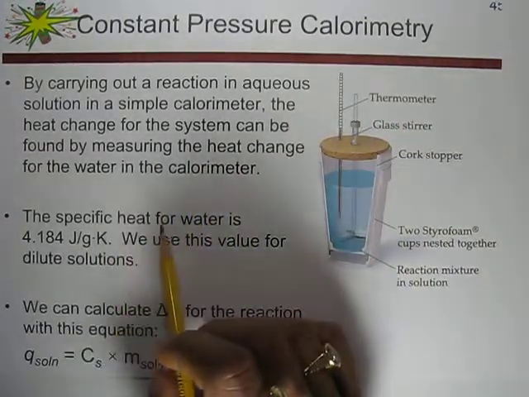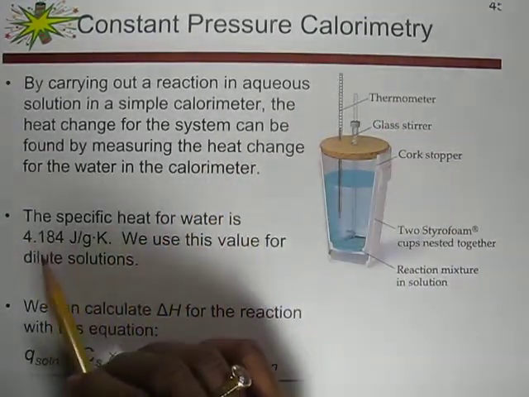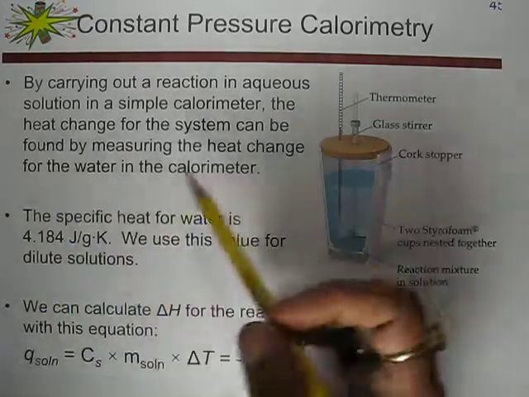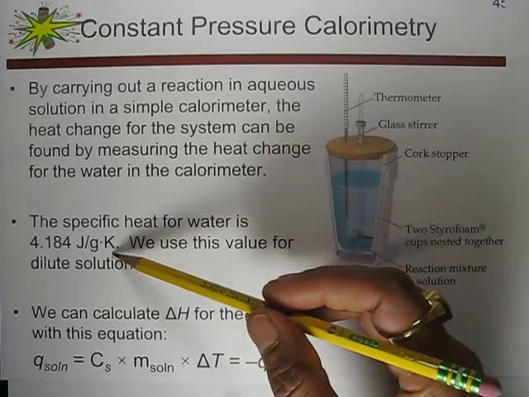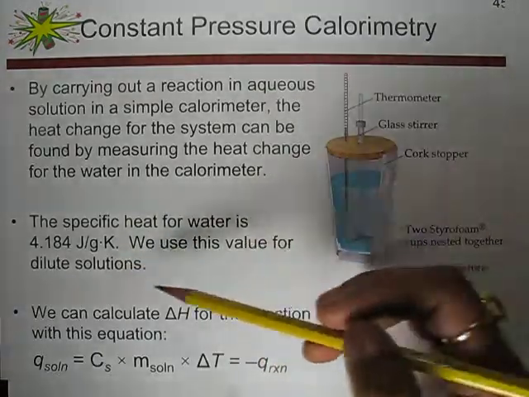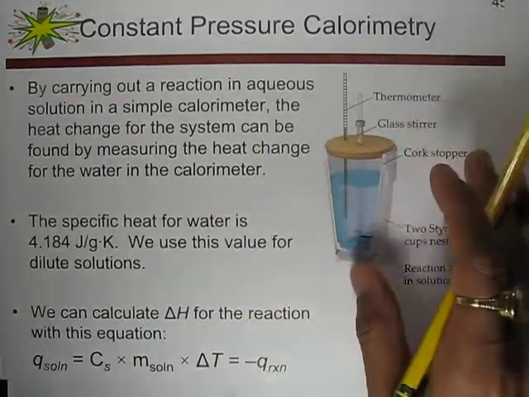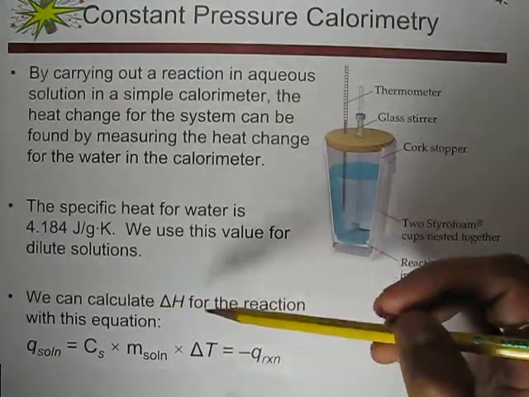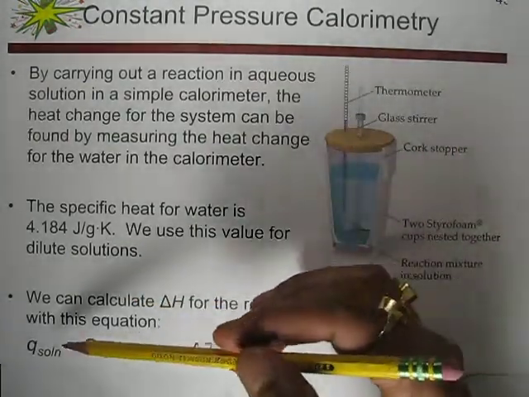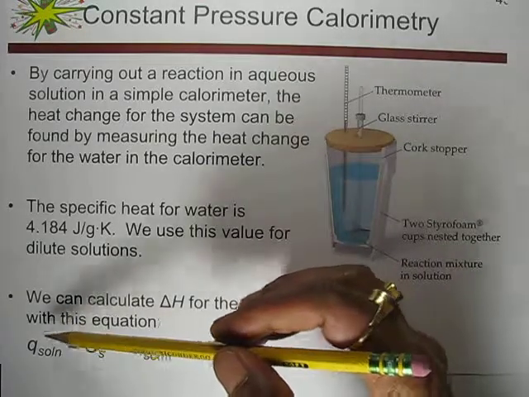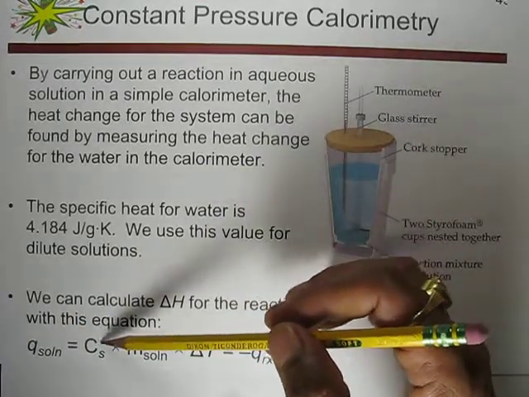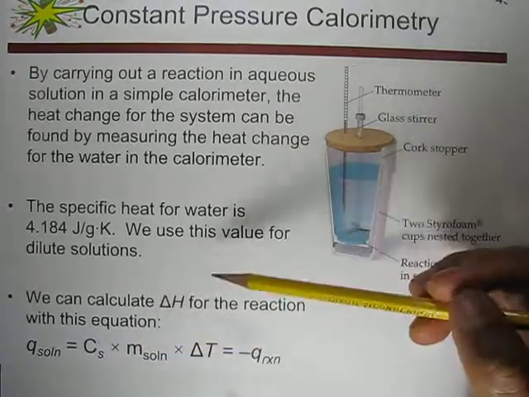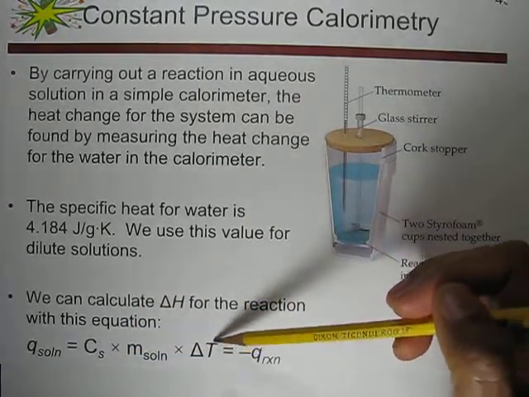And the specific heat for water, based on the table, is 4.184 joule per gram Kelvin. We use this value for dilute solutions, and we can calculate through this formula how much heat is required, where C is the specific heat, m is the mass of the total solution, and delta T.